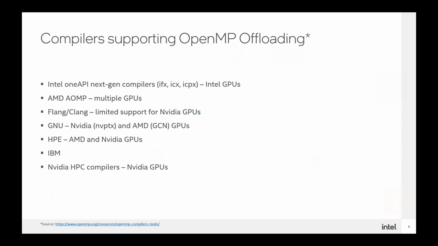In this slide, you can see the compilers that support OpenMP offloading. I took this data from the OpenMP website, and you can see that the list is not so big, but there is pretty decent support for OpenMP offloading. So we have Intel oneAPI compilers for Intel GPUs, the AMD AOMP compiler that provides support for multiple GPUs, not only AMD, the Flang and Clang compilers that support NVIDIA GPUs, the GNU compiler that supports both NVIDIA and AMD, then the HP compiler, the IBM compiler, and the NVIDIA HPC compilers that support NVIDIA GPUs.